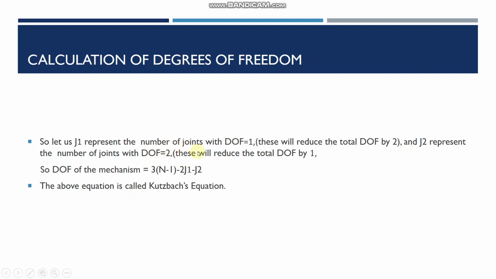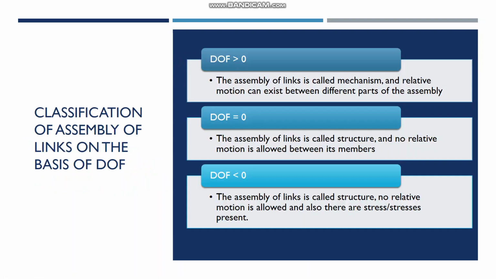So the lower pair joints will reduce the degree of freedom by 2, and higher pair joints will reduce the degree of freedom by 1. So the degree of freedom of our whole mechanism is 3(n minus 1) minus 2J1 minus J2. Now this equation is called Kutzbach's equation.